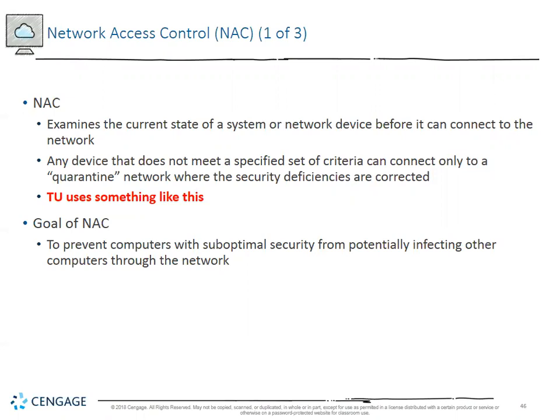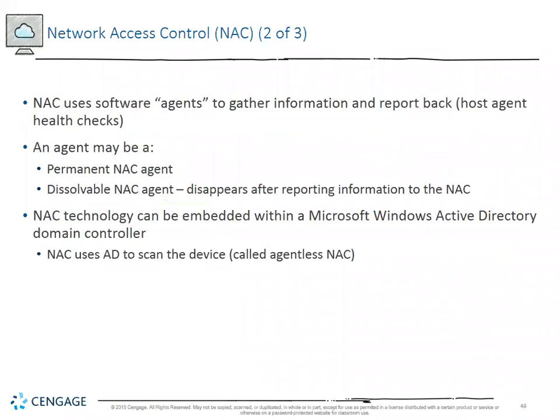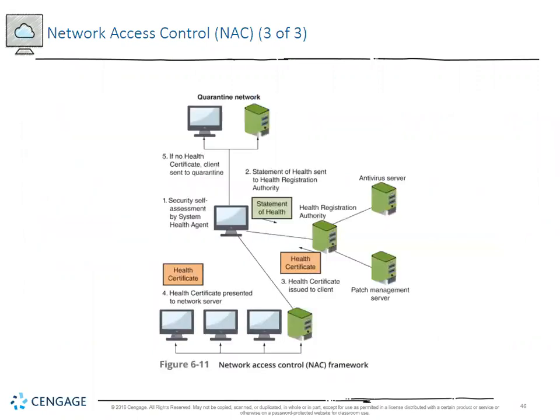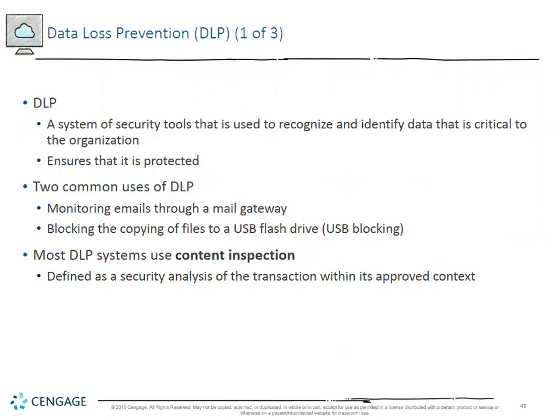It says the goal is to prevent computers with suboptimal security from potentially infecting other computers on the network. Maybe you're new at the dorm over here and you don't have the virus scanner installed. So you connect into the network, it detects you do not have a virus scanner. What does it do? It gives you a link to download one. Then you download it and you can go from there. They use agents to gather information. They can be there all the time, or checked every so often. Okay, we're not going to worry about the picture here, but you can use it to auto-configure your clients to do certain things.